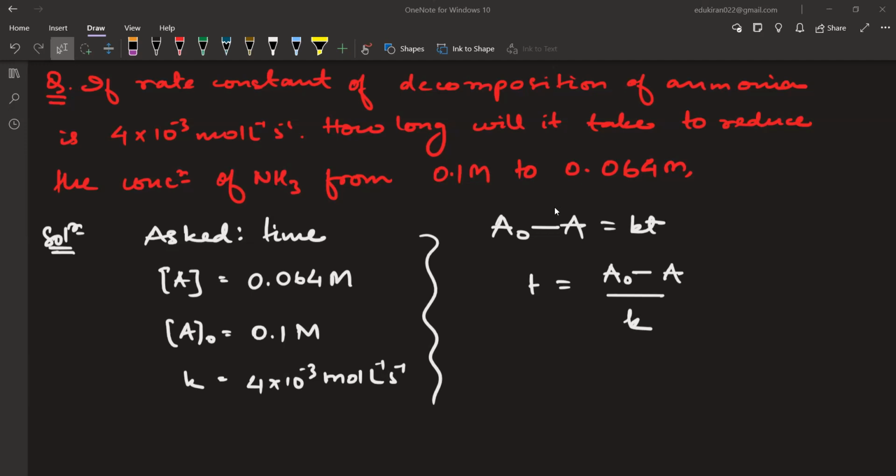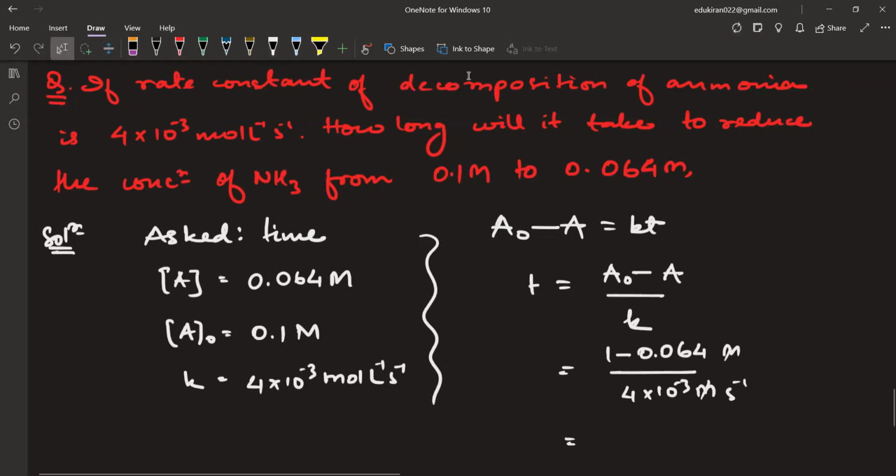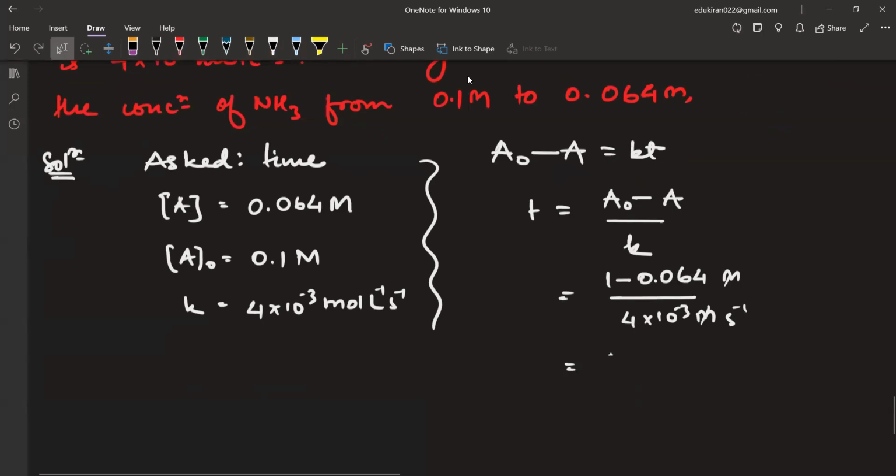Okay. So we have here A naught minus A, which will be equal to 1 minus 0.064 upon 4 into 10 to the power minus 3 molar. And here also you'll have molar, and here you'll have molar per second. So this molar and molar will cancel each other, and we get second above. 1 minus 0.064 will be equal to how much? 0.036 into 10 to the power 3 upon 4, which will be equal to 36 upon 4, which will be equal to 9 seconds. Okay, so questions will be as simple as that. Don't have to worry.